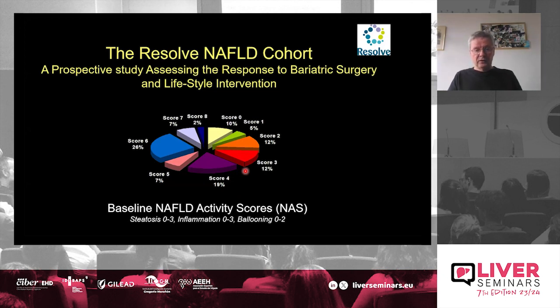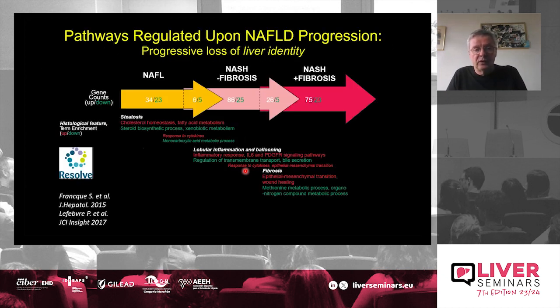So this study is very interesting because the patients have been either undergoing a bariatric surgery or lifestyle intervention, have been followed up, and to the best of my knowledge, it's the only study where quite extensive second biopsies have been collected, not only for diagnosis, but also for research purposes. And so using this study, we did a first transcriptomic analysis comparing the transcriptomes of patients with fatty liver only, NASH without fibrosis, and NASH plus fibrosis.